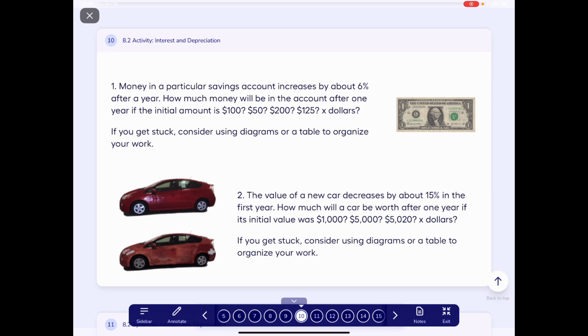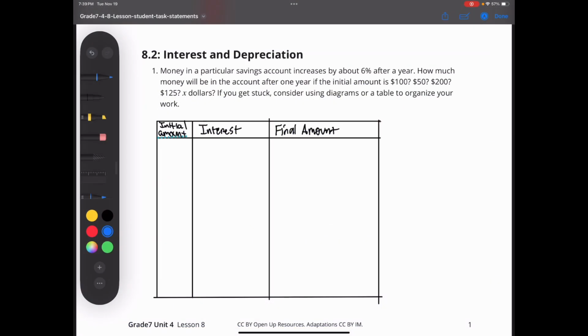Money in a particular savings account increases by about 6% after a year. How much money will be in the account after 1 year if the initial amount is $100, $50, $200, $125, and finally X dollars? I organized the data into a table. The first column is initial amount, the second column is interest, and the third column is final amount.